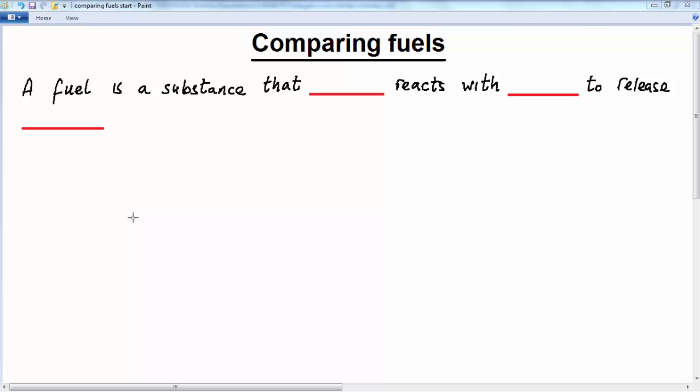In this lesson we're going to compare various types of fuels. Now before we do that, let's just fill in the statement here. We say that a fuel is a substance which readily reacts with oxygen. By fuel I mean a combustible or chemical fuel, not referring to nuclear fuels, which is a different type of fuel. So they readily react with oxygen, and what you want to get from a fuel is obviously energy. So fuels react with oxygen to produce energy.